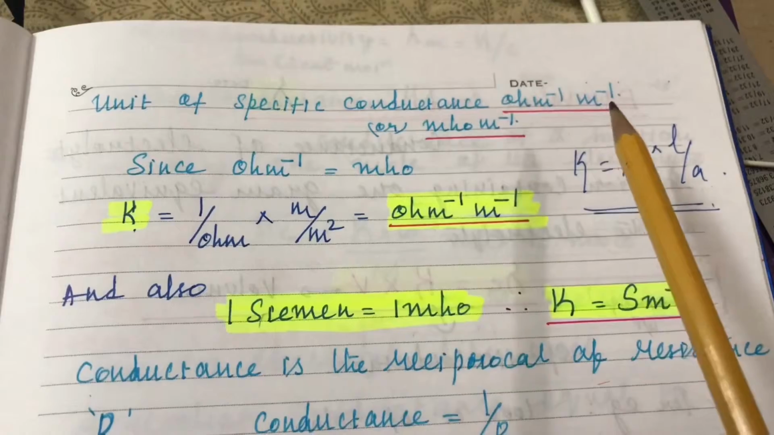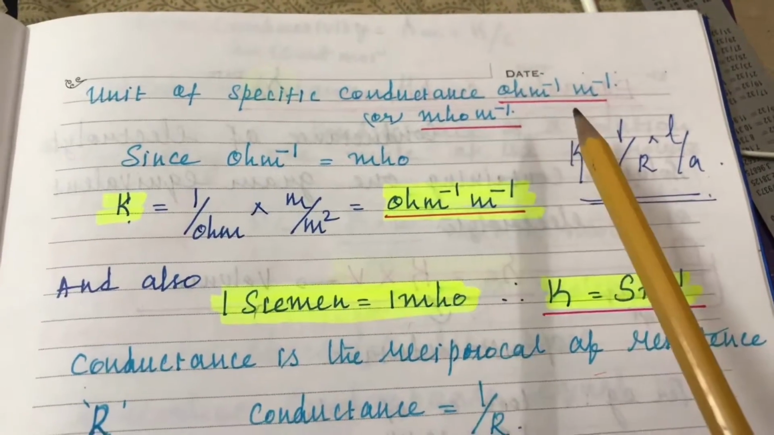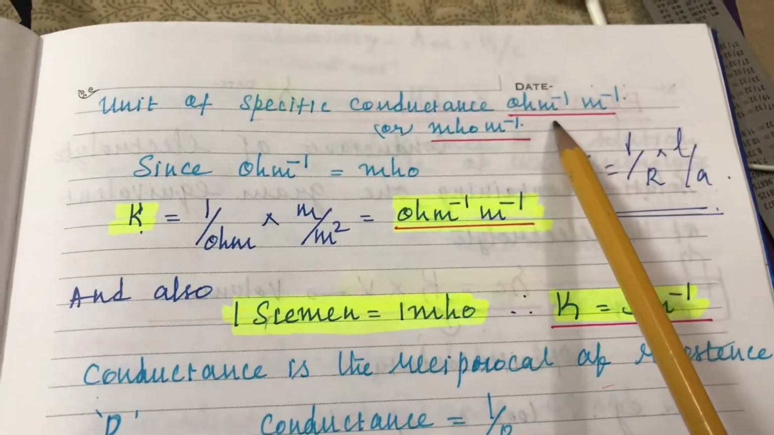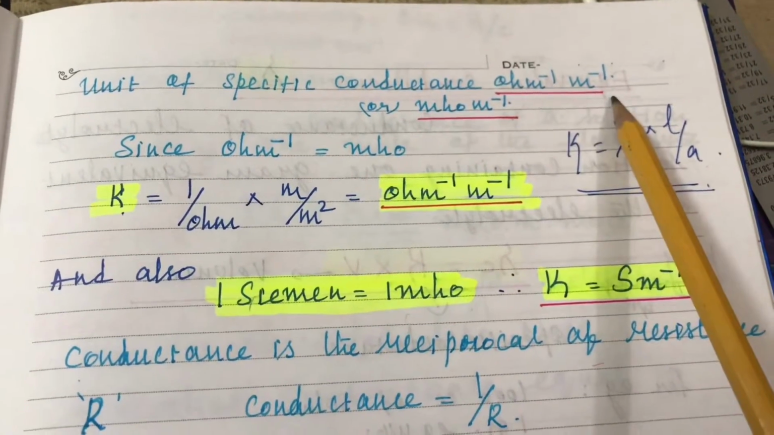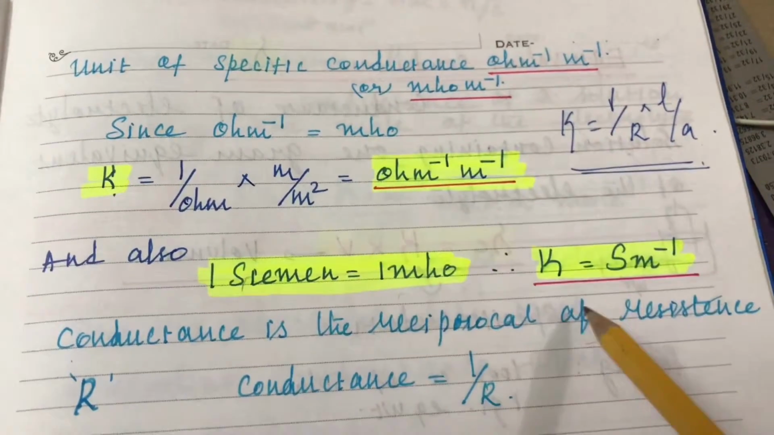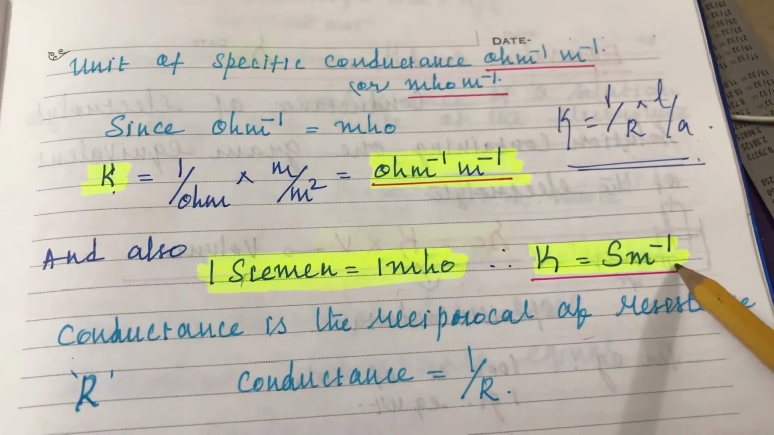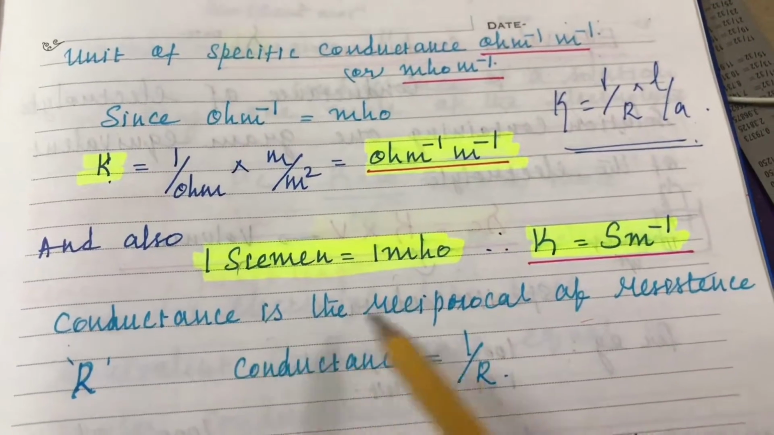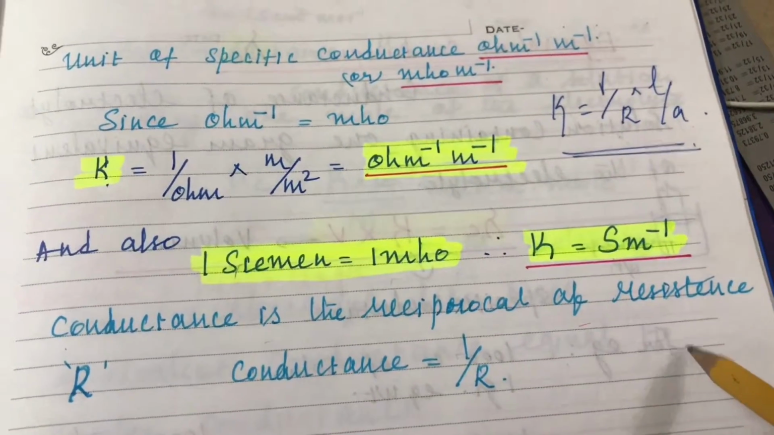So, what are all the units of specific conductance? The different forms of the unit of specific conductance are ohm power minus 1 meter power minus 1, or mho meter power minus 1, or S m power minus 1. So, in general, specific conductance is the reciprocal of specific resistance.